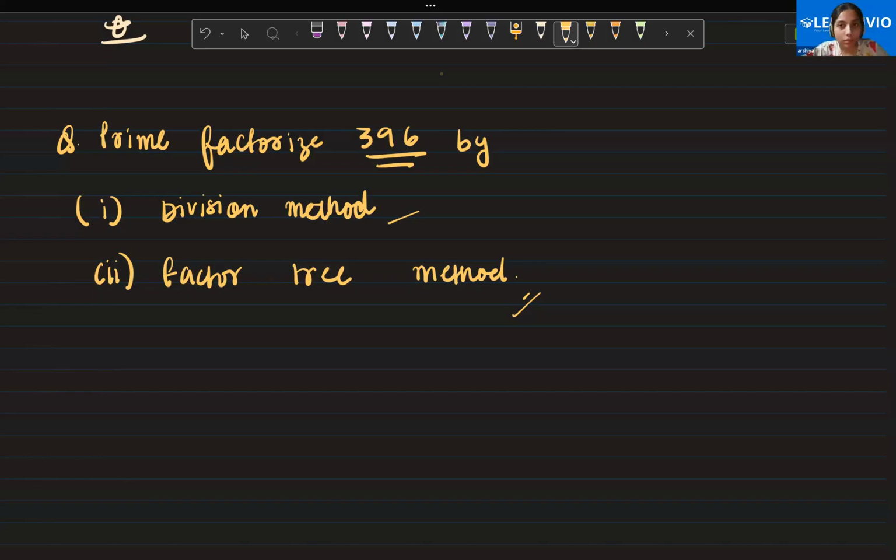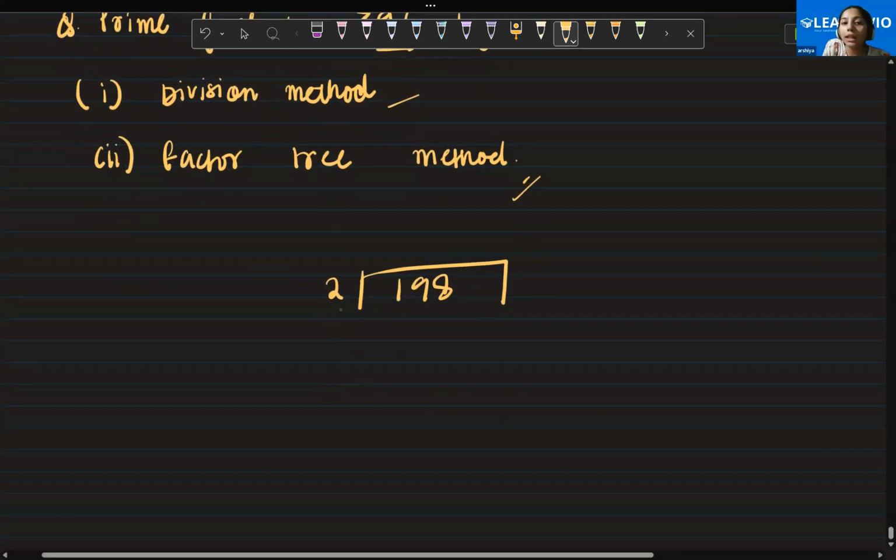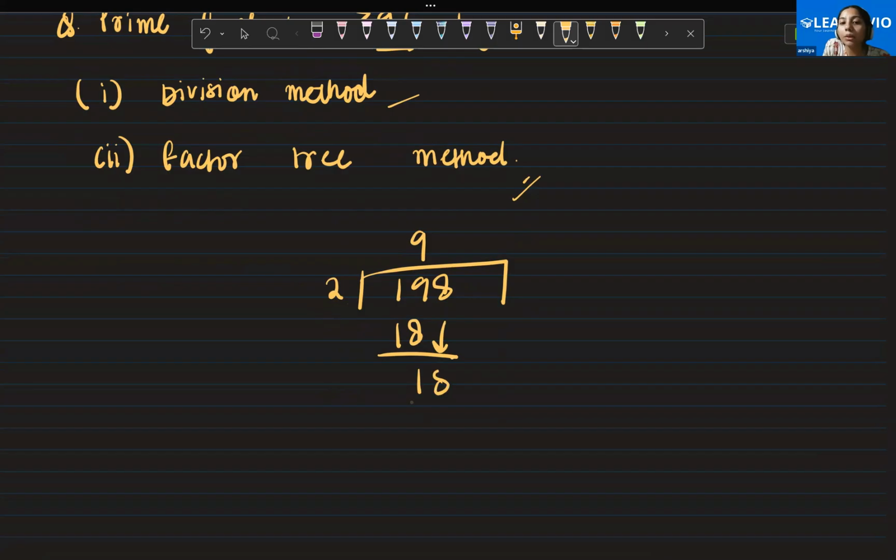Let me do the calculation. So 198 divided by 2. We know that two nines are 18, right? So two nines are 18. So I will get balance 1. This will come down. So again it's 18. So two nines are 18. And remainder 0. So you will get 99.